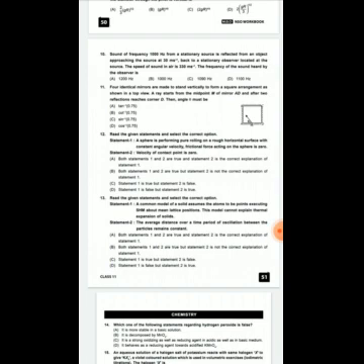As the statements are given, both are true and statement 2 is the correct explanation of statement 1 also. Option number A will be the answer.